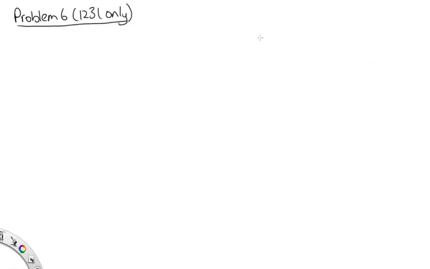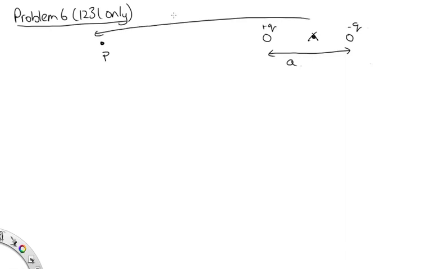In this problem we have a dipole, so we have a charge plus q here and a charge minus q here. We're told that there's a distance a between them, and then we imagine a point, say P, which is at a distance r from the centre of the dipole. So that distance from there to there is given by r. And we're asked to derive an expression for the electric field in this case.